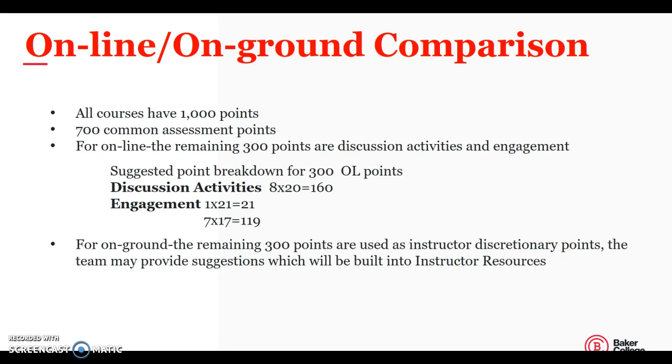For face-to-face, those 300 points are used as instructor discretionary points. You may want to provide suggestions for how instructors build out those 300 points. Anything you submit will be included in instructor resources in your Canvas shell, or you may leave it totally up to the individual instructors.